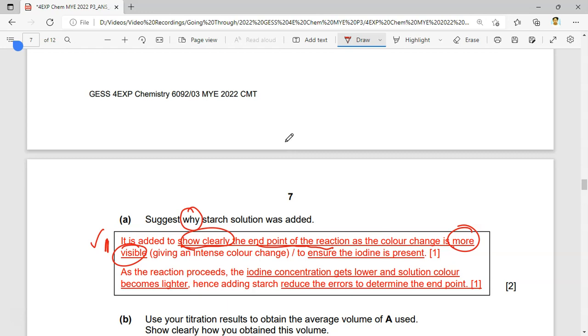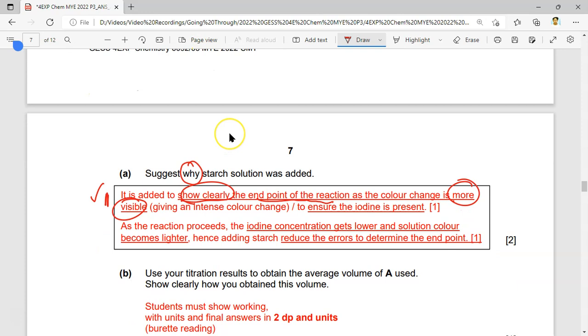In actual fact, when the reaction proceeds, the iodine concentration gets lower and the solution colors become lighter. As it gets lighter and lighter, it's actually very hard to determine the endpoint. So, by adding starch, we reduce the error to determine the endpoint.